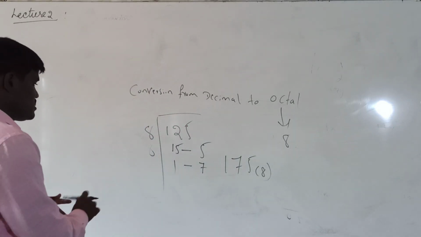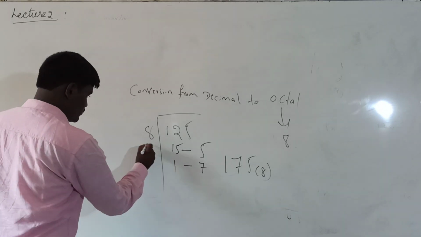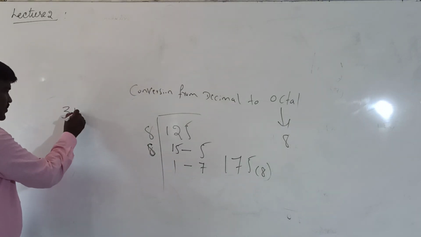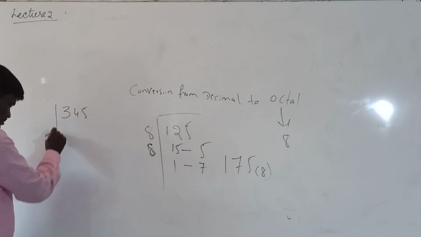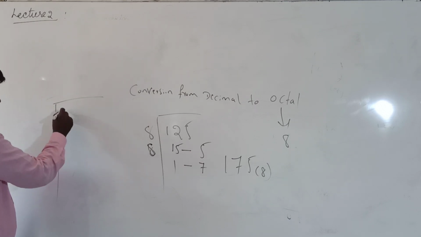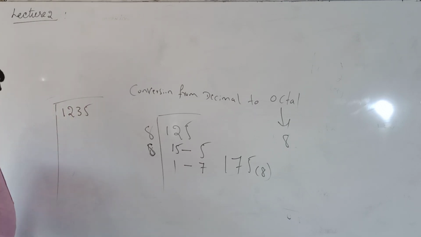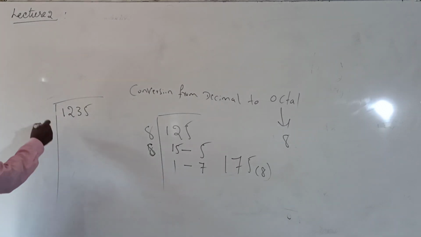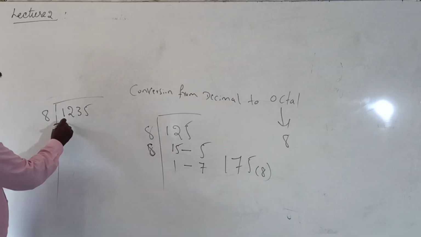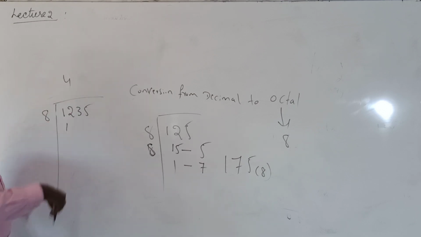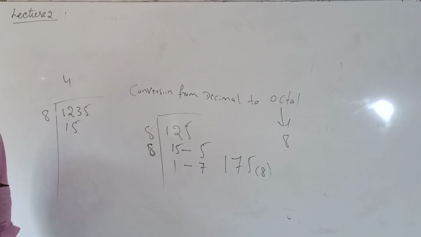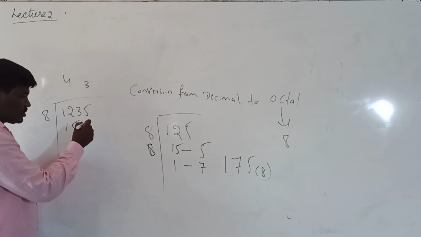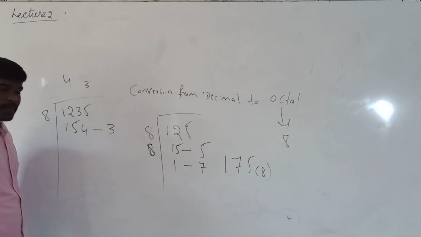Another example. 3, 4, 5. You can take 4 digits: 1, 2, 3, 5. Again divide by 8. 8 ones are 8. Remainder is 4. That is 43. 8 5s are 40. Remainder is 3. 35. 8 4s are 32. Remainder is 3. Next.